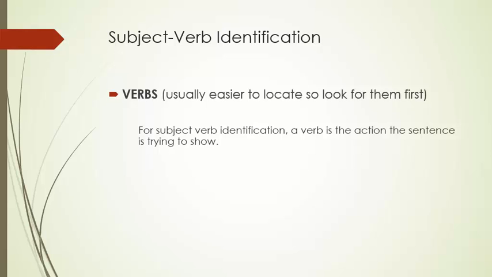When we're finding subjects and verbs, I want you to find the verbs first. They're usually a little bit easier to locate, and there's also usually fewer of them. And so again, keep in mind that what we're looking for when we're trying to find verbs is the action of the sentence.